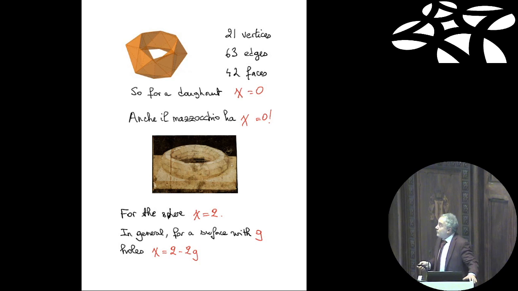Okay, so for the sphere you have 2, and in general if you have a surface with g holes, you get 2 minus 2g. So this way you can combinatorially define this number of holes.